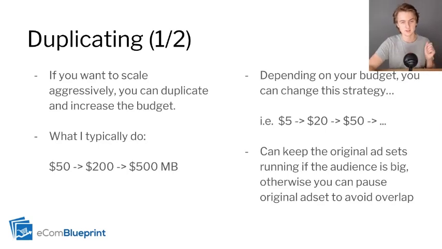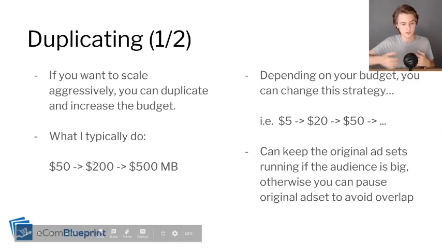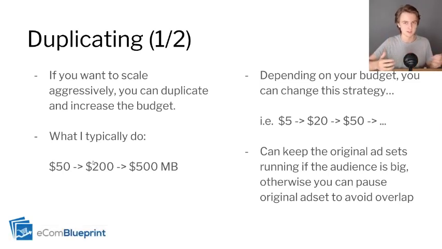Now, the other way is duplication. Duplication is when you want to scale more aggressively. So if you're running an ad at like $5 a day and then you want to quickly increase the budget to $20 a day or $50 a day, that's when you duplicate. And so what I'll typically do is I'll start at $50 and then I'll duplicate right away to $200 if it's profitable, based on, I need to get at least 10 results, like I said before.